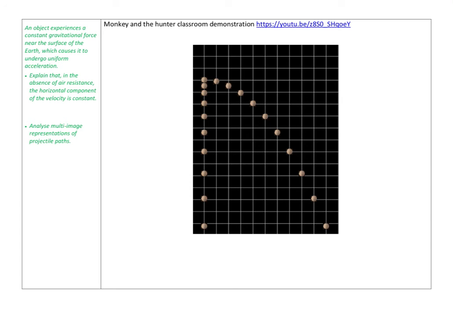As I said before, the best demo of what's happening with this vertical and horizontal motion due to gravity is this monkey and hunter classroom demonstration, which I've given you a link to here. I have built one of these before. They do work, but they're very temperamental, and it's probably not worth wasting the time on in the sort of learning environment that we have now.